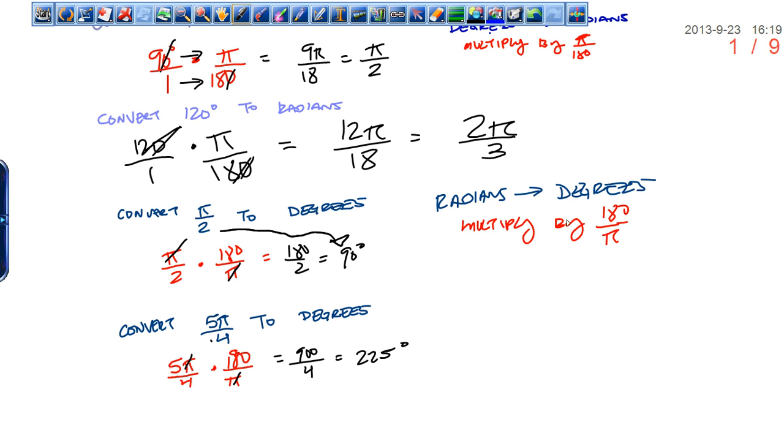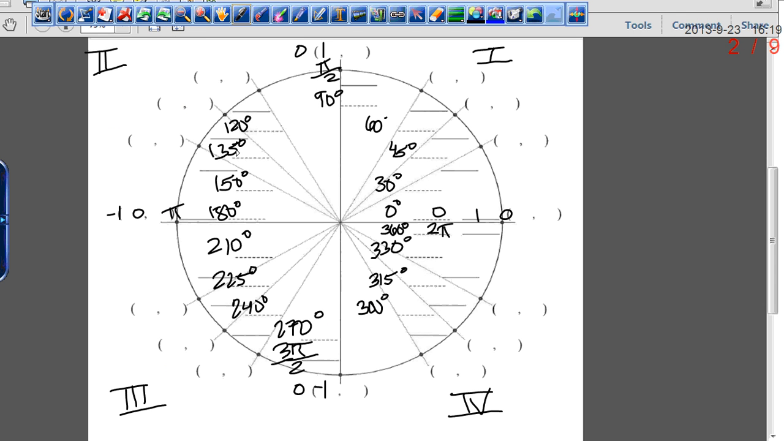Multiply by 180 over pi when I'm going radians to degrees, multiply by pi over 180 when I'm going degrees to radians. The last thing I want to talk about is the unit circle.